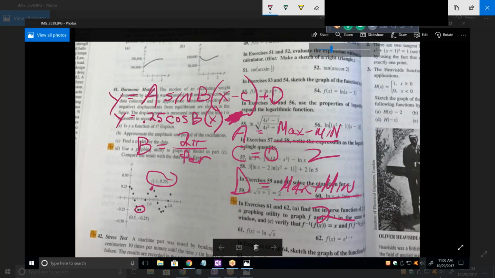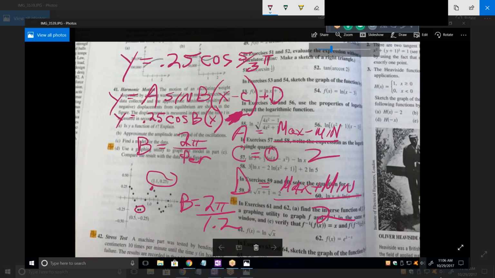Well, if the period is 1.2, which it appears to be, then it's 2 pi over 1.2. What's that, 5/3 pi? If I divide top and bottom by 0.4, I get 5/3. So now I have everything I need. Here's my equation at the top. Y equals 0.25 cosine of 5/3 pi.